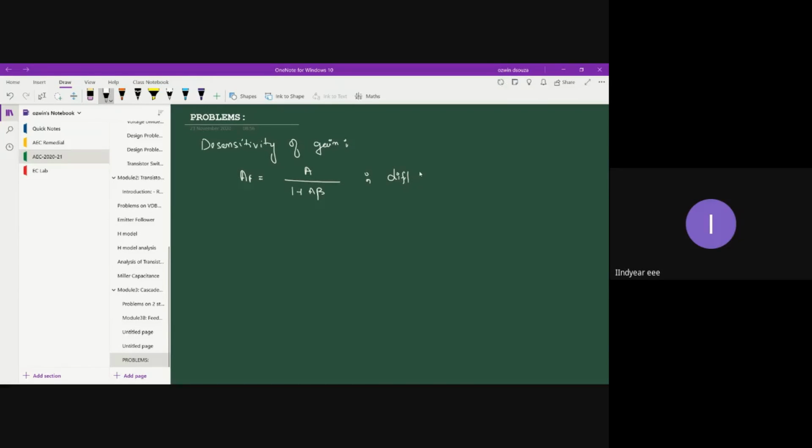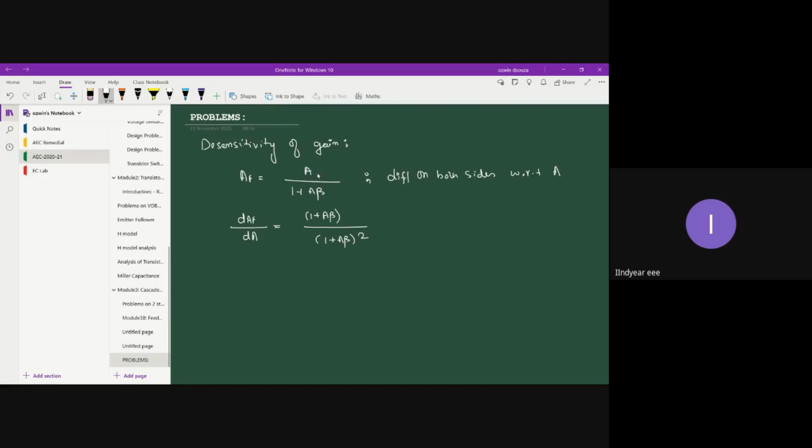So differentiating on both sides with respect to A. Okay, so what do we get? On left hand side we have dAF divided by dA is equal to, okay, since here you have numerator and denominator, you will have to use UV rule. Okay, so what is UV rule? Denominator square, okay, into, I mean, on the numerator, denominator, that is 1 plus A beta into differentiation of the numerator.